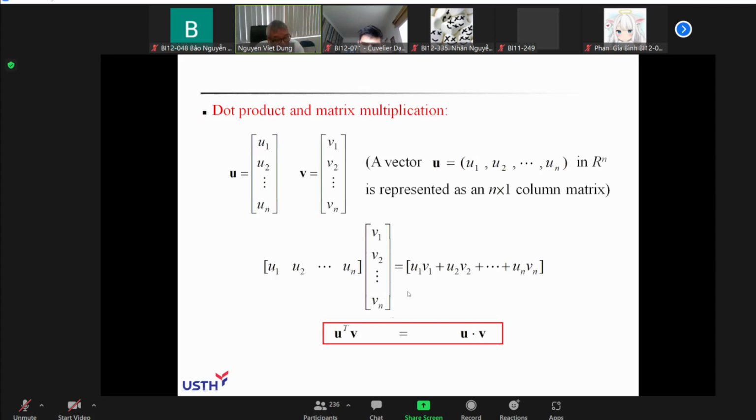And then if you look at the formula, it is nothing but the dot product. So it is written in the red frame like that. That is u dot v equals u transpose multiplied by v.